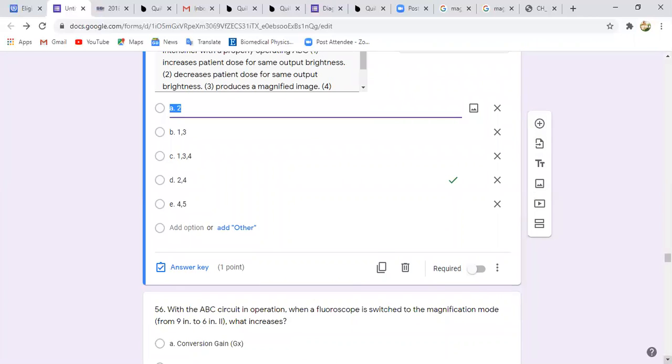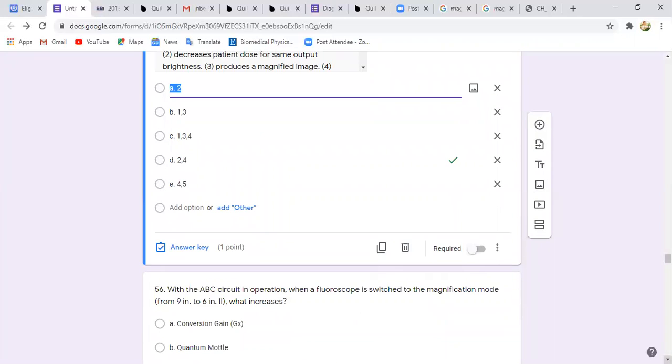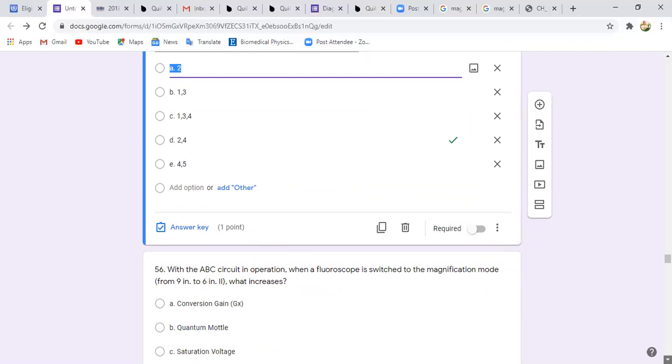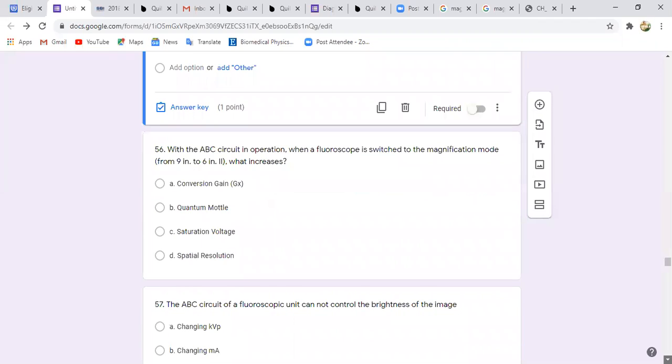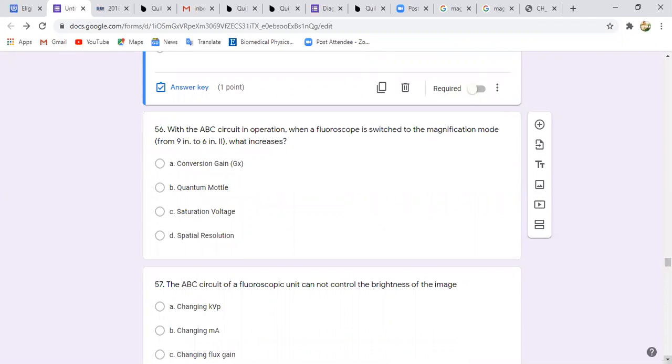So we have 56. With the ABC circuit in operation, when the fluoroscope is switched to a magnification mode, what increases? We have actually dealt with this in question 55. So what increases when we move from 9 to 6?